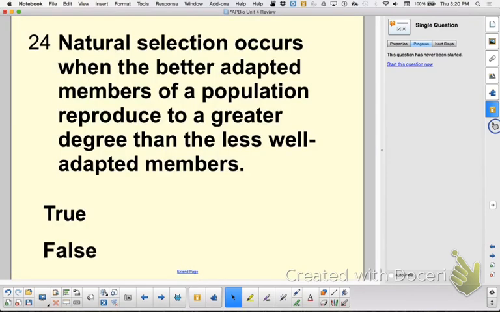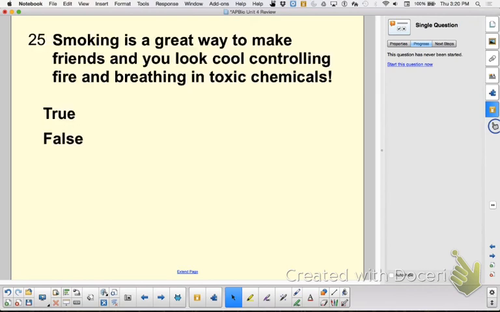Natural selection occurs when the better adapted members of a population reproduce. Yes, I've already asked you that. True. False.